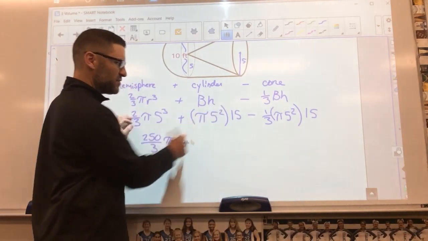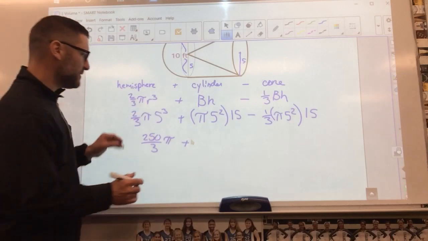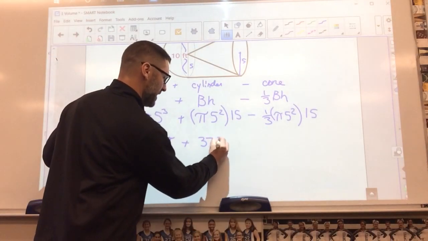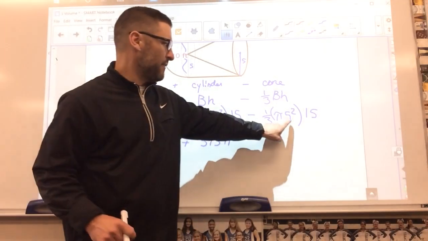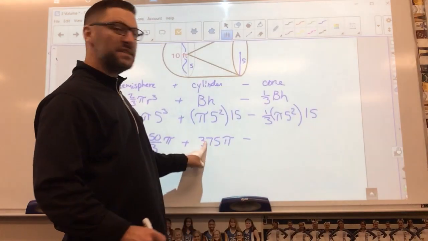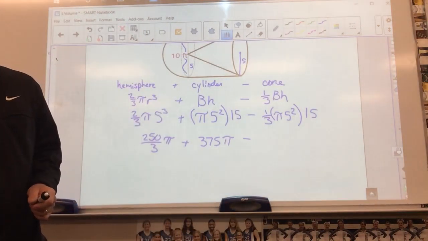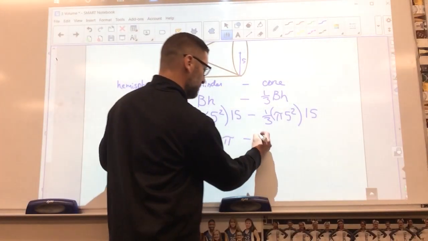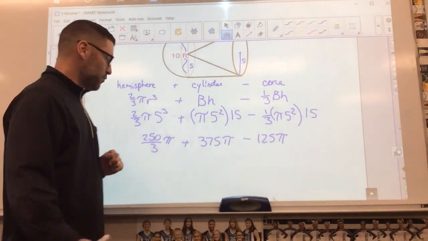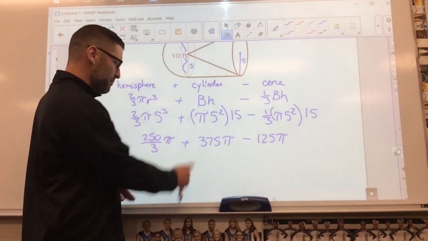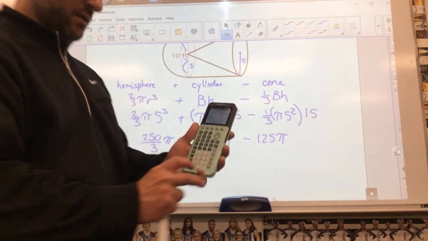Plus, 5 squared is 25. 25 times 15 is 375. So here I have 375 pi, minus, and again I have 25 times 15, which is 375. This time I have a third of it. So I'm going to take 375 divided by 3, and I get 125. So minus 125 pi. And if I wanted to put this together in terms of 1 pi, I would take 250 over 3 plus 375 minus 125. And I'm just going to do that right on here.